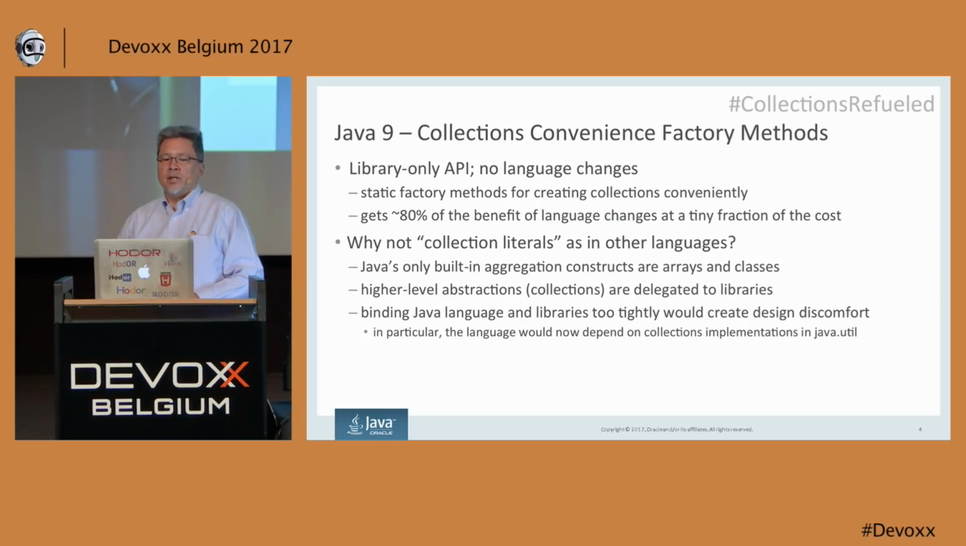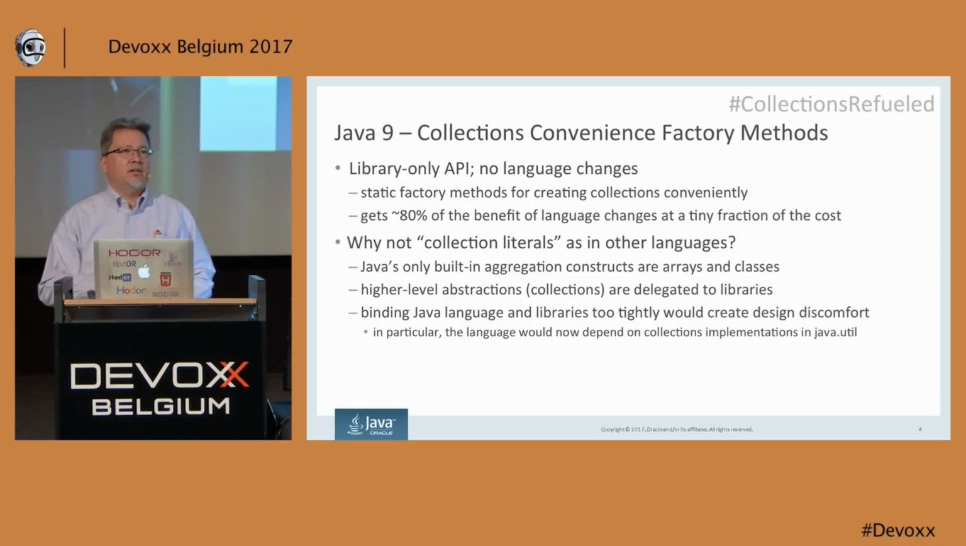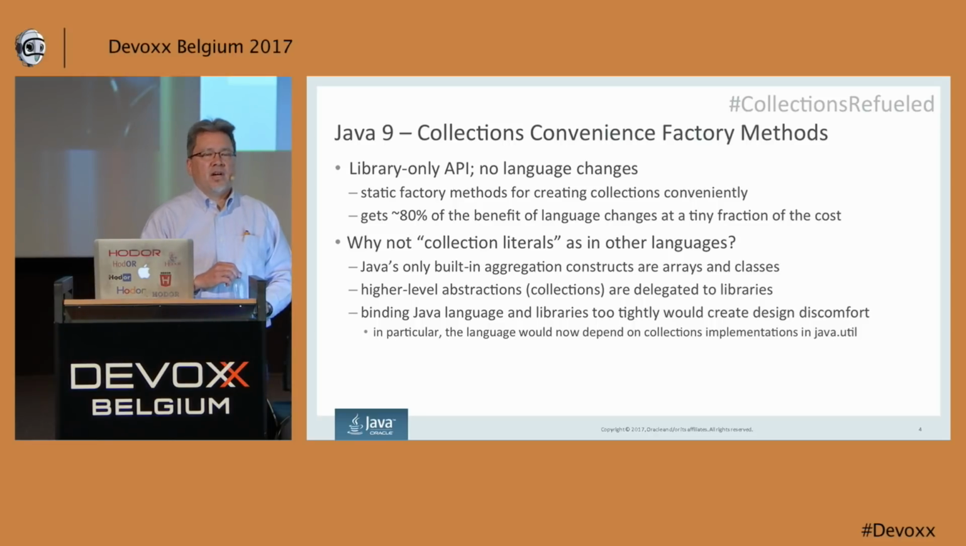All right, so what are these things? We have a set of library API changes. We are not changing the programming language at all for Java 9, at least regarding collections.